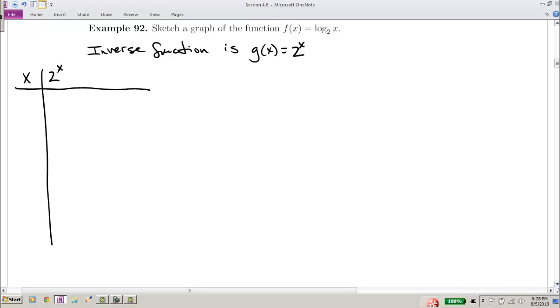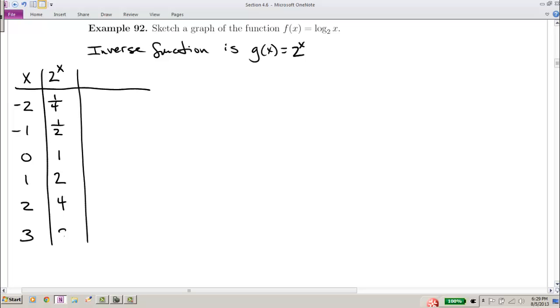So let's start out as though we were sketching a graph of the inverse function 2 to the x. And you recall from when we did this in the last section, looking at exponential functions, we were able to do this by plotting some points. So I'm just going to plot out a few values of x and 2 to the x. I'll go from -2 to 3. And you might recall the values that we got. 2 to the -2 is a quarter. 2 to the -1 is a half. 2 to the 0 is 1. 2 to the first is 2. 2 squared is 4, and 2 cubed is 8.